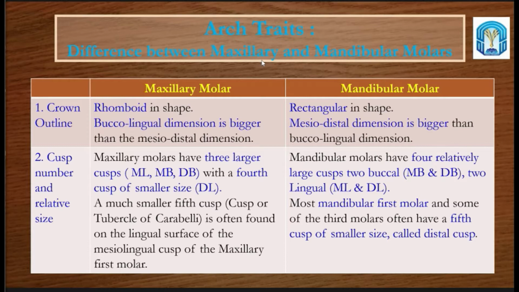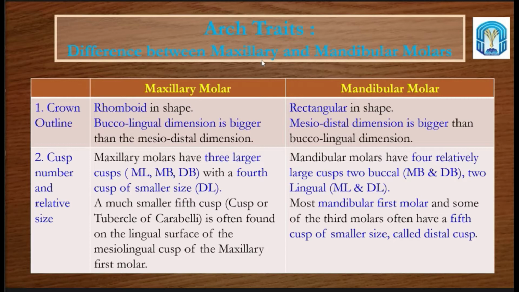Cusp number and relative size. The maxillary molars have three larger cusps: mesiolingual, mesiobuccal, distobuccal, with a fourth cusp of a smaller size, that is distolingual. Remember, this order of the size of the cusps is always true for the maxillary molars. And sometimes the distolingual cusp is very small or even absent in many second molars or third molars.